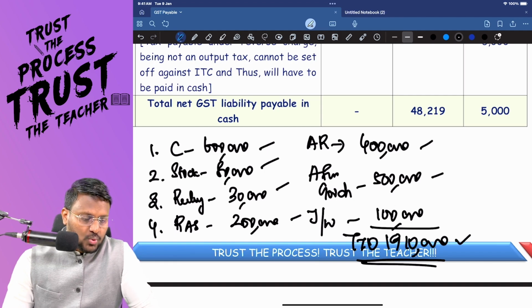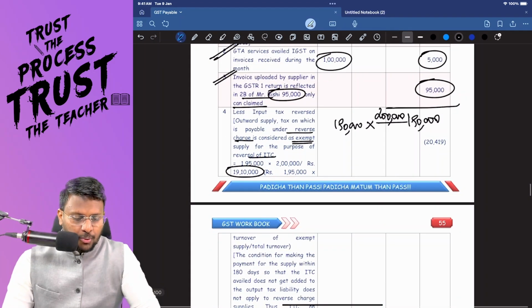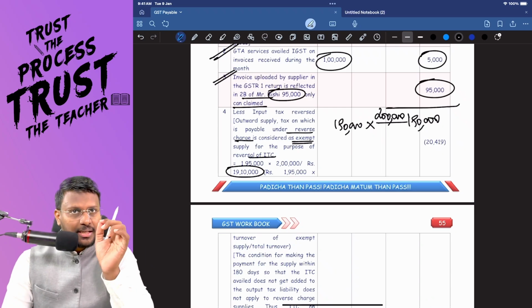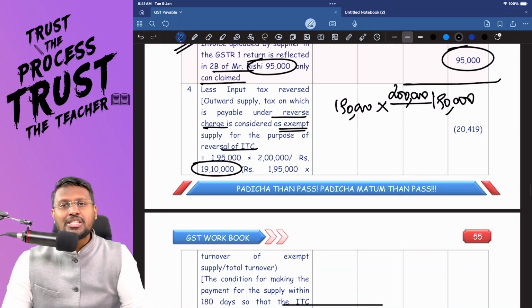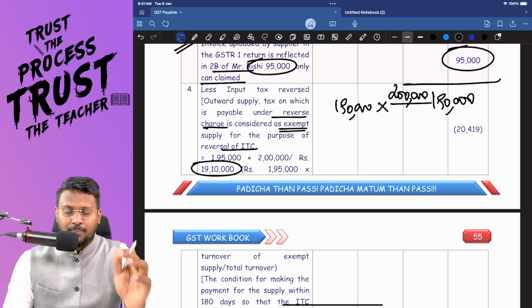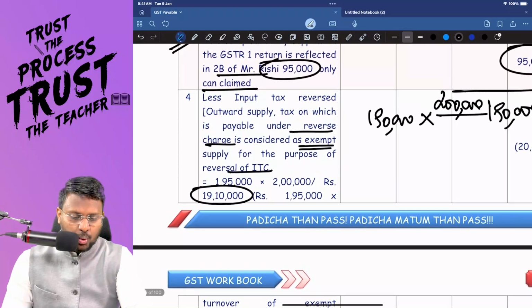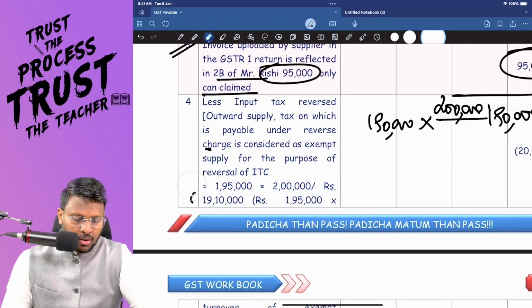19 lakh 10,000. Are you all really with me? Sir, if you manually work out only, you will understand what all should be included. My dear lovable students, that's why instead of just reading 19 lakh 10,000, I have worked that out. So you tell me, what is the total common credit?